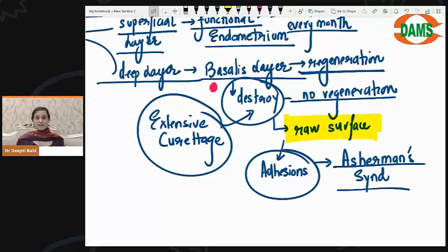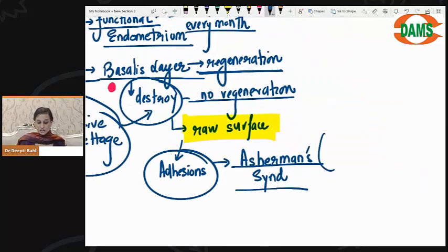We will talk more about how it presents, what the presentations are, what the treatment is, and how the uterus is going to look in it. We will do it later. But here this has to be remembered as a concept: if you destroy the basalis layer of the endometrium, and we know that the uterus is a potential cavity, there will be formation of adhesions inside, which is going to lead to Asherman's syndrome. So Asherman's syndrome is nothing but intrauterine adhesions.